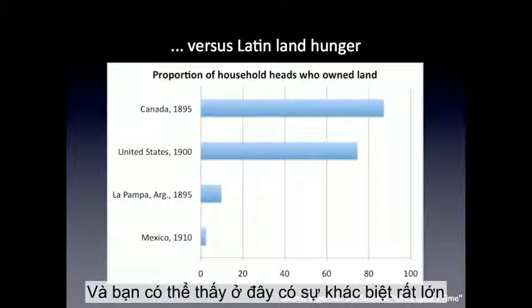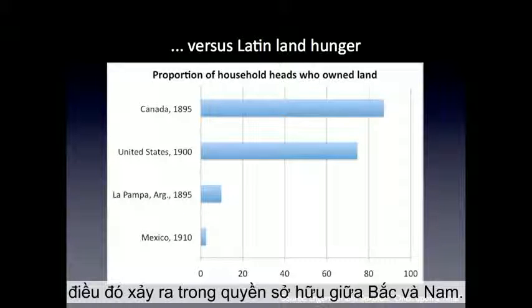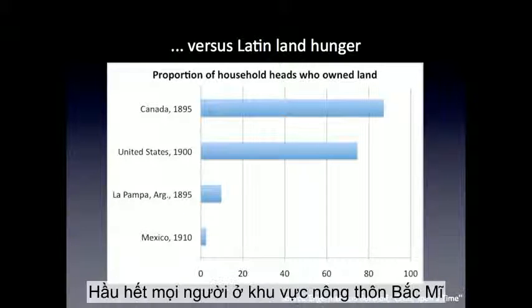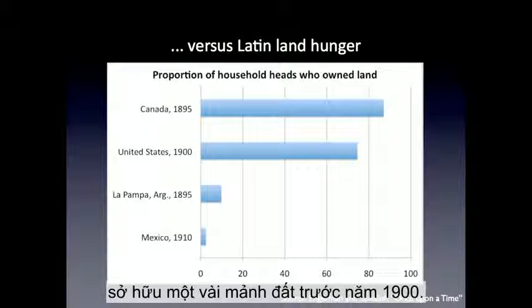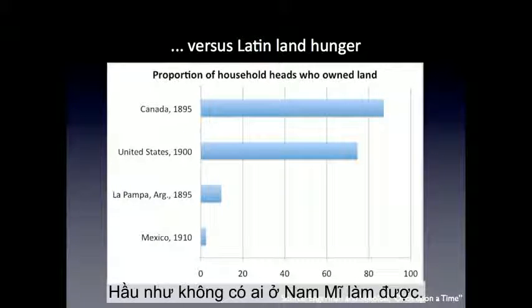And you can see here the huge divergence that happens in property ownership between North and South. Most people in rural North America own some land by 1900. Hardly anyone in South America did.